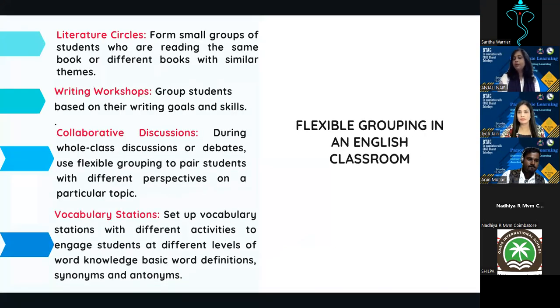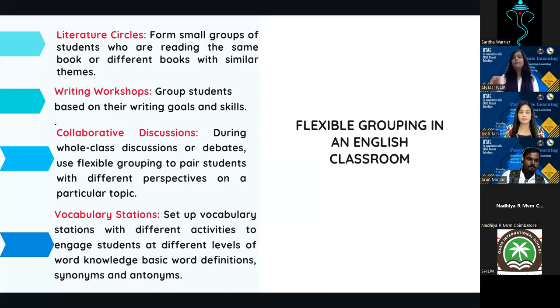Flexible grouping. What do you mean by flexible grouping? You are not making them sit in the same way every time. You're entering the classroom, students are sitting, you are teaching, you're coming back. There is no flexible grouping in the classroom. So in every classroom, whether it is English, Hindi, social science, mathematics, or science, you have to think about flexible grouping. Like form small groups in an English classroom, for example, literature circles. You may have students who are good in writing skills, who are not, who may need more attention. You can have a mixed group of students. You can have collaborative discussions and debates in the classroom where you have a mixed group of students.